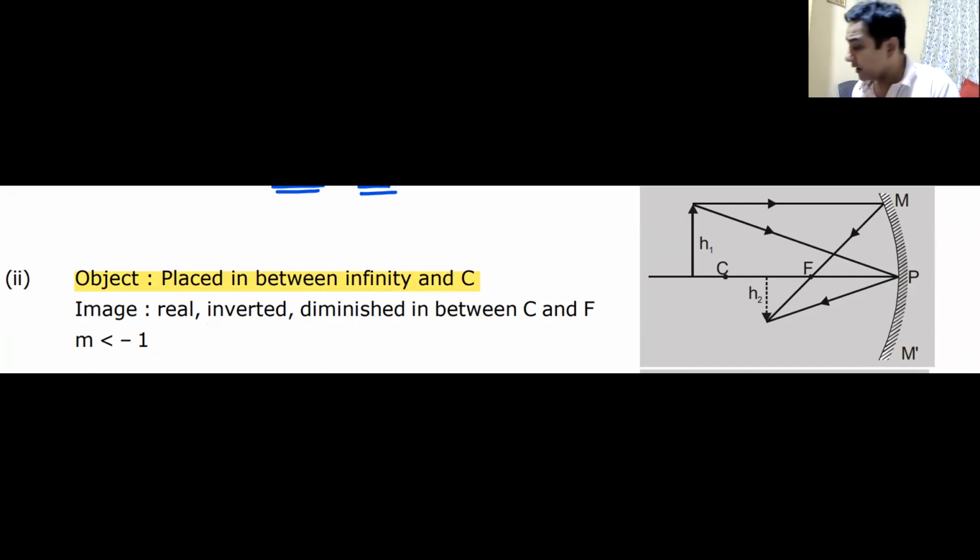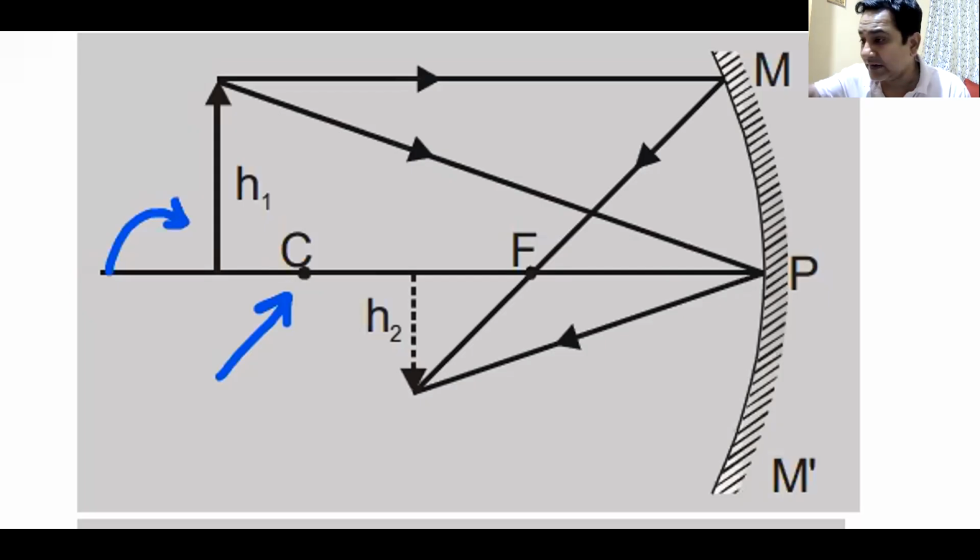As you can see in the diagram, this is the object which is placed, and this is the center of curvature. I will just enhance the view of this diagram so that we can see it on the big screen. The diagram is important because everything that we are discussing is coming in the diagram. As you can see, the object is placed after center of curvature C. We have drawn the ray diagram. I've told you the way to draw the ray diagram.